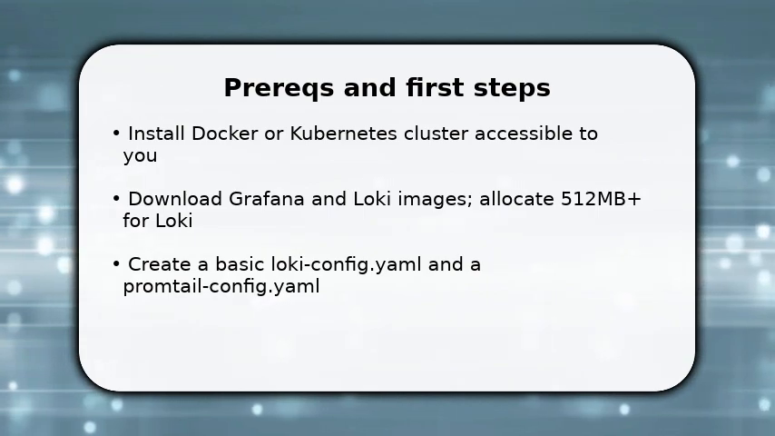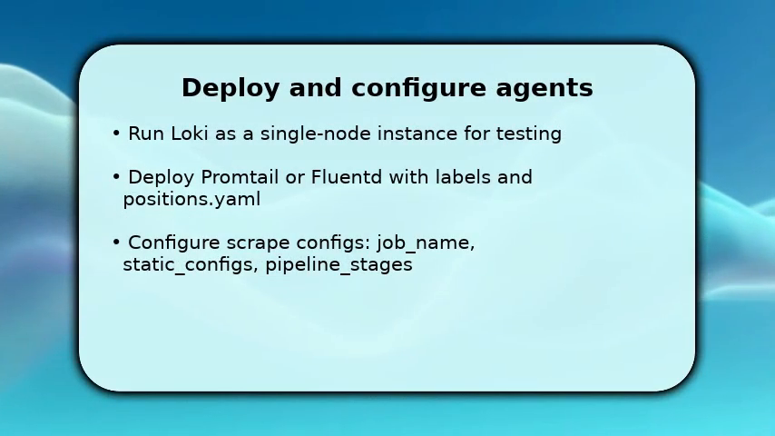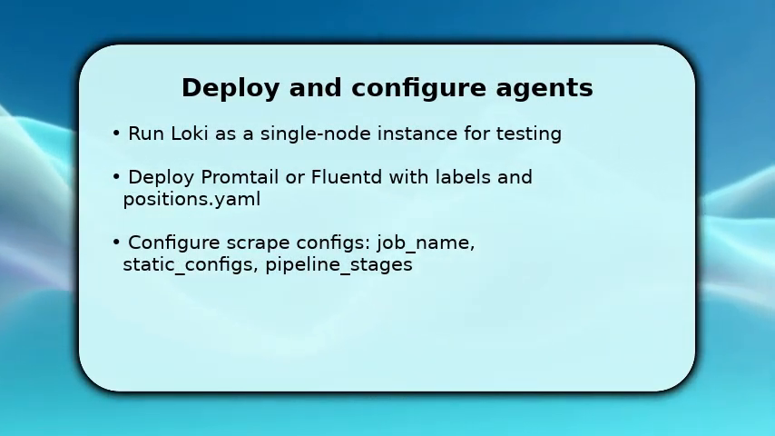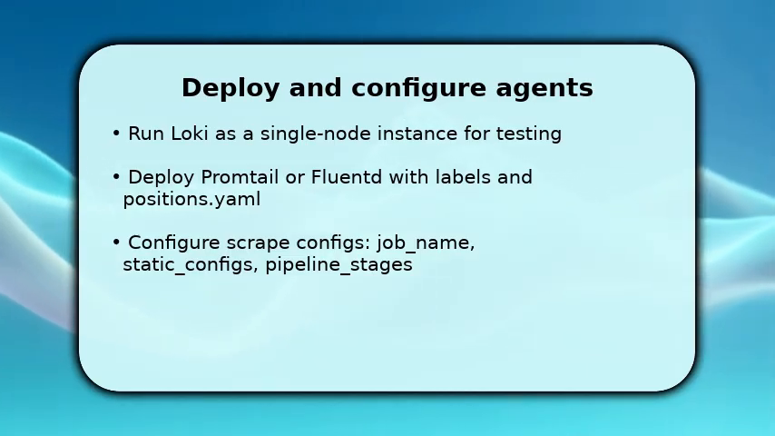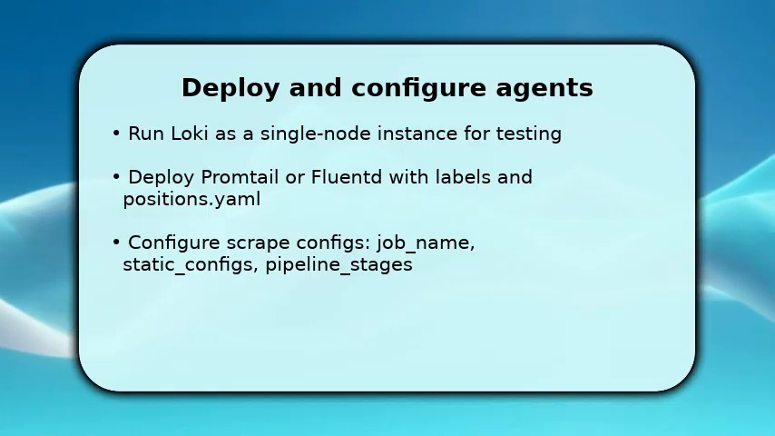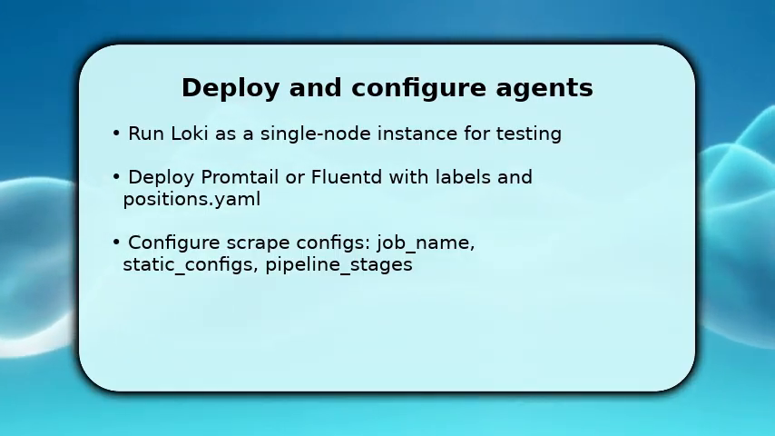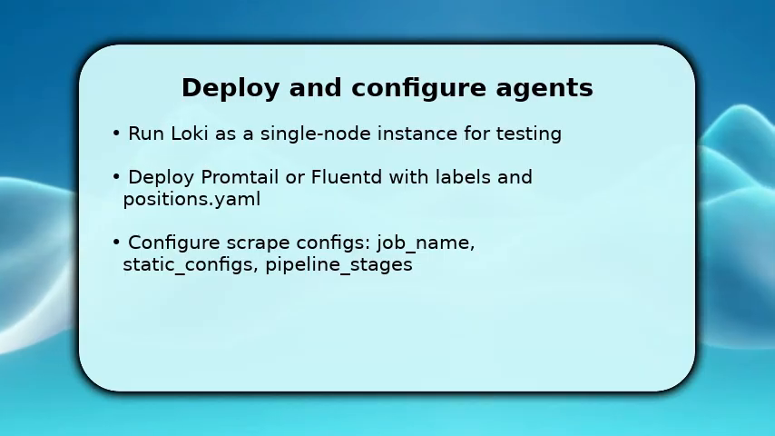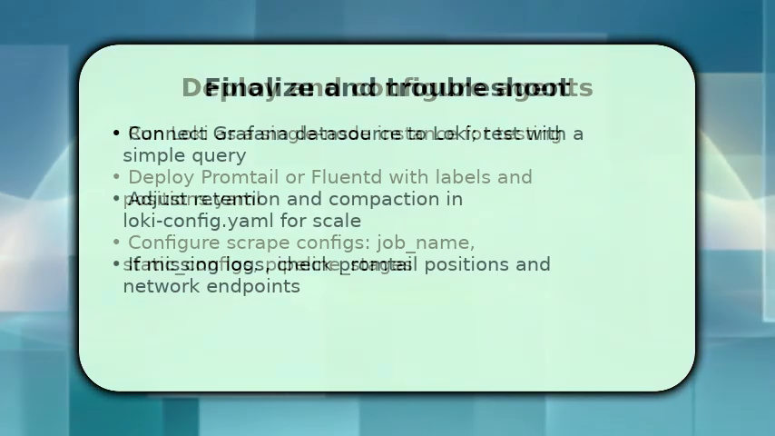Now you deploy and configure agents to collect and ship logs. Deploy Loki as a single node instance for development, then start Promtail with the Promtail config.yaml you created, ensuring positions.yaml persists read offsets. Make sure labels map to service names, and set pipeline stages to parse timestamps and JSON if present. Once Promtail is sending data, verify Loki's ingestion by querying log streams in Grafana Explore. This can finish by connecting Grafana to your Loki data source and running a simple query to confirm logs appear.